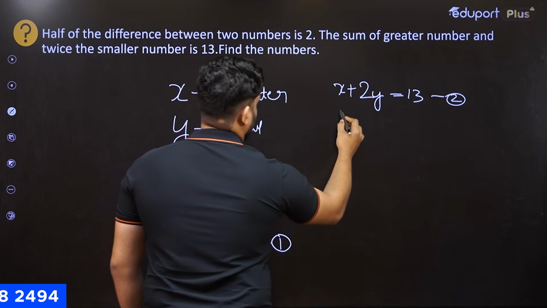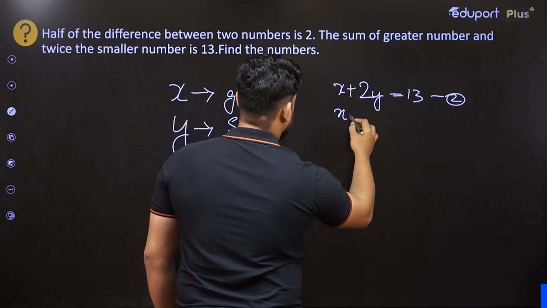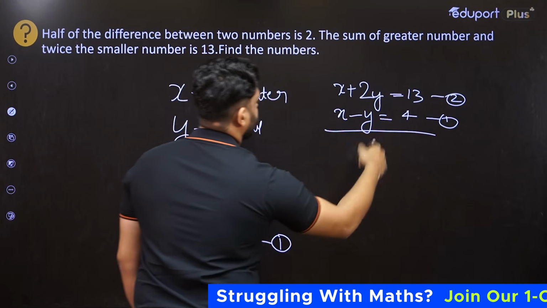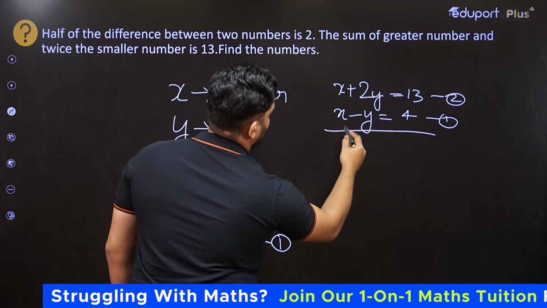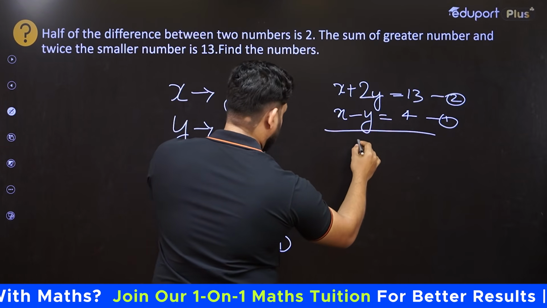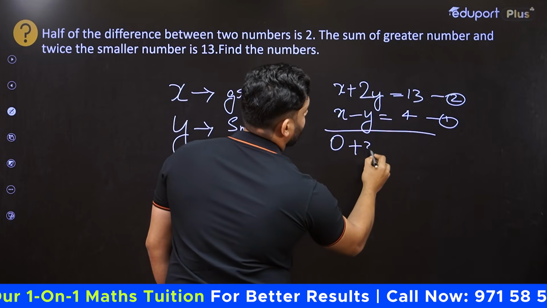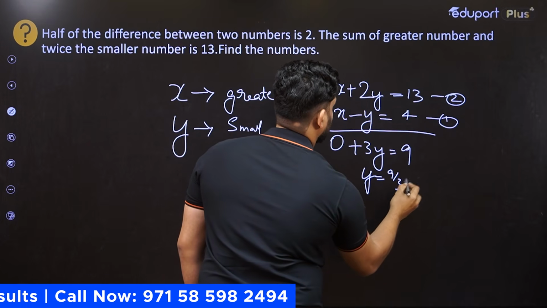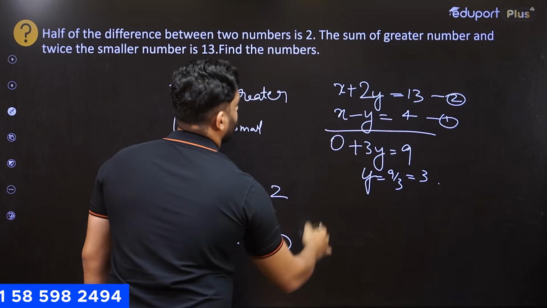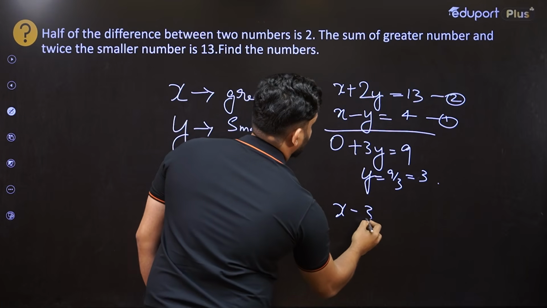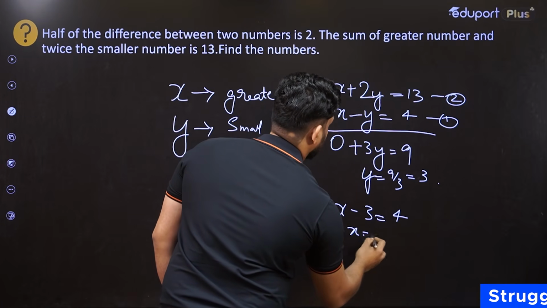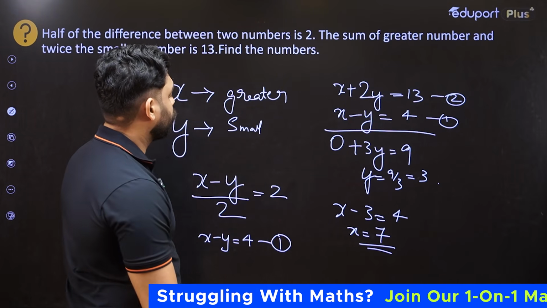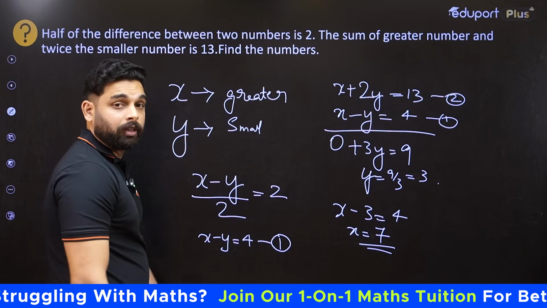Now solve the first one and second one. x plus 2y is equal to 13, x minus y is equal to 4. So if you solve this, you will get the value. Just subtract it. So you will get 2y minus of minus will become plus, so this will be 0 plus 3y is equal to 13 minus 4, that is 9. So y value will be 9 by 3, that is 3. So substitute the value of y here. x minus 3 is 4. So x will be 7.